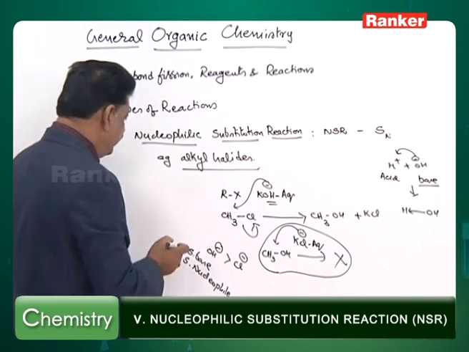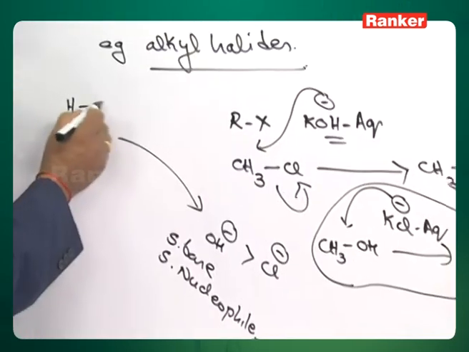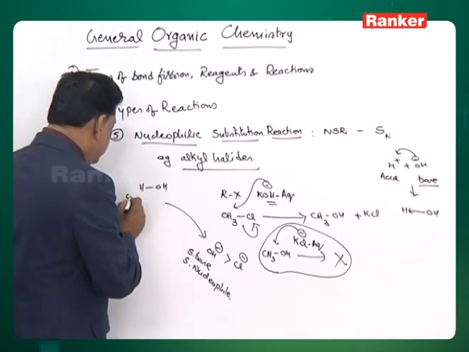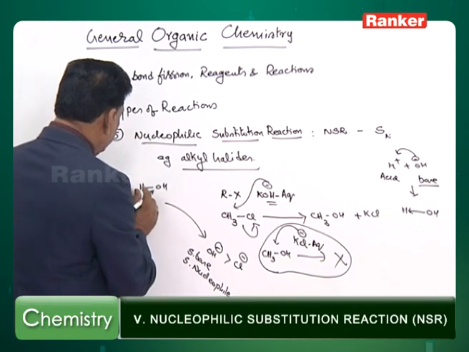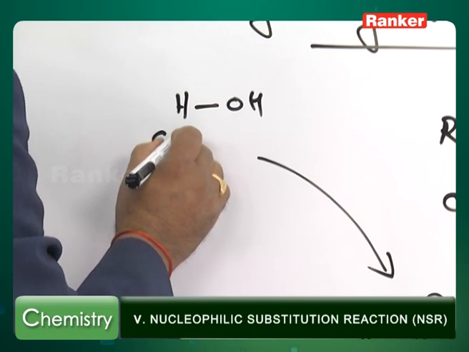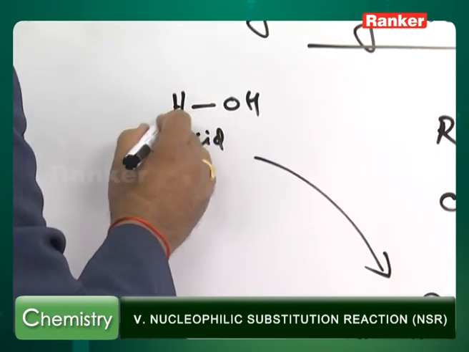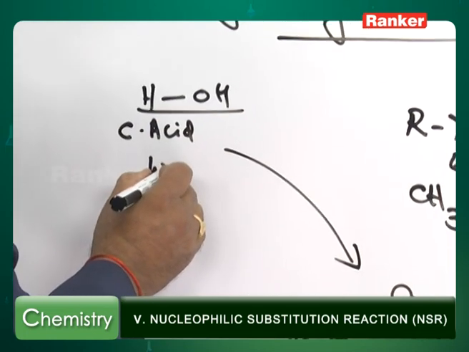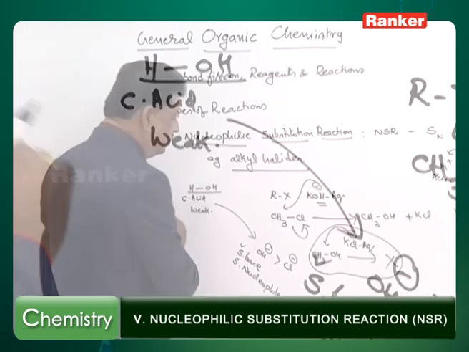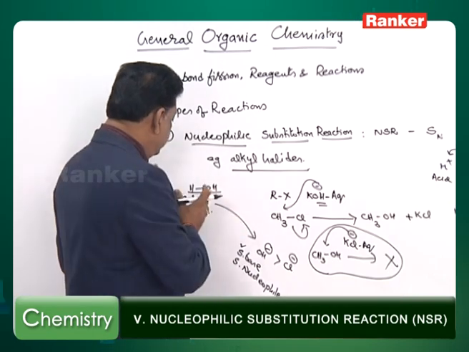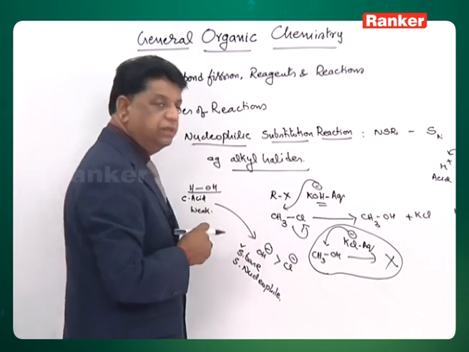How can you justify it? Where is this OH minus formed from? From water. So, water is the conjugate acid of the OH minus. If the conjugate acid is weak, then its anion is strong. That is the theory: the weaker the conjugate acid, the stronger its anion will be.